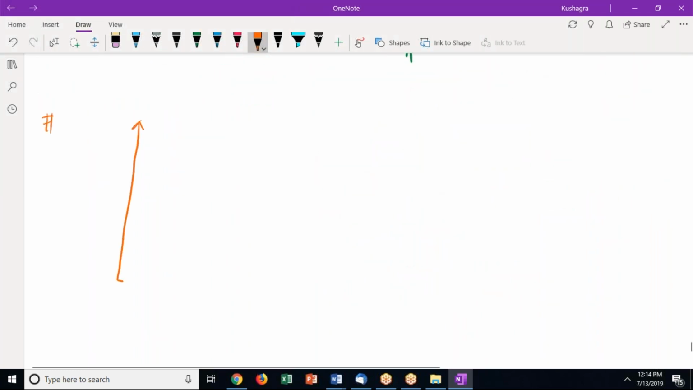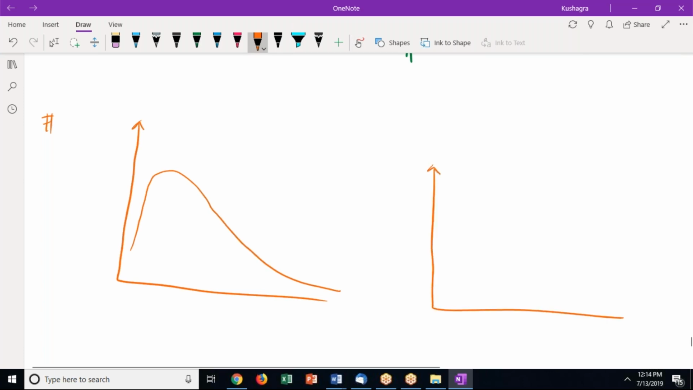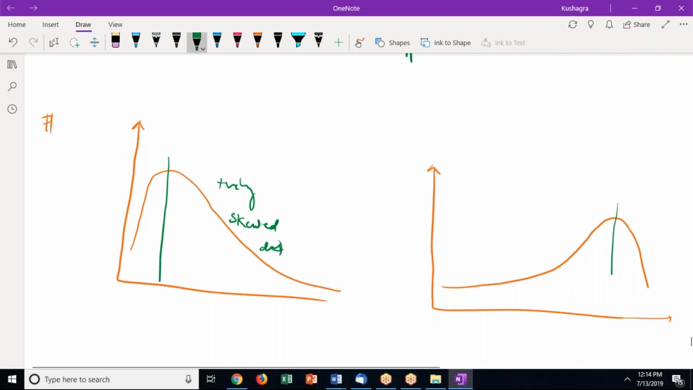Then there's another thing called a skewed distribution. A skewed distribution is a distribution which is not normal, not symmetric about the mean, so it can be skewed like this, or there can be a skewness in the opposite direction like this. Skewness can go either way. This is a positively skewed distribution, and this is a negatively skewed distribution.